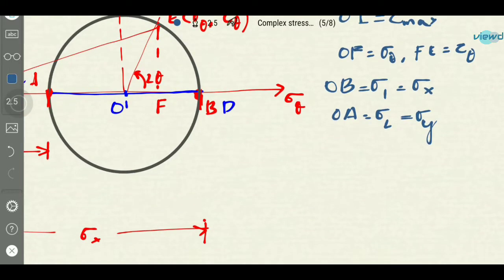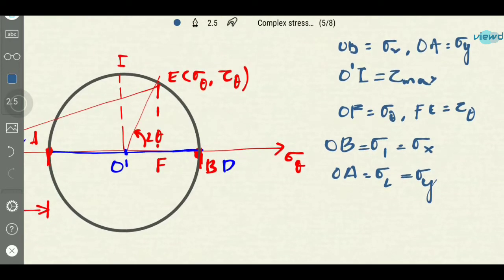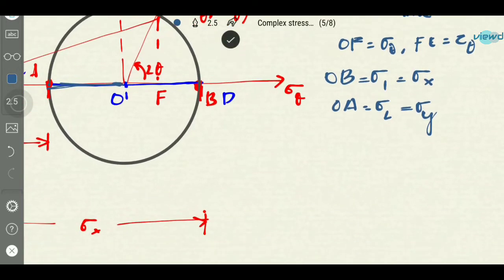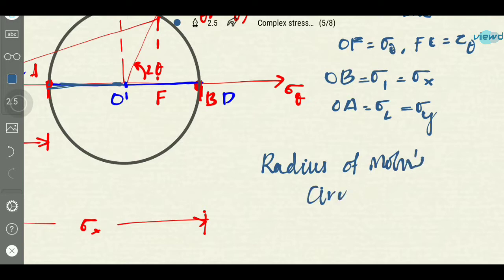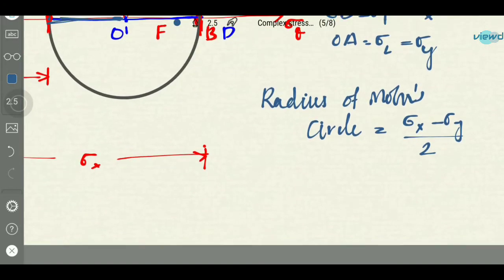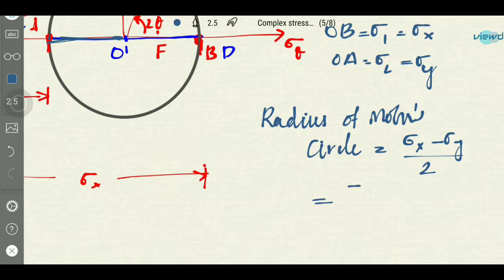And in this, what is the radius of Mohr circle? This one is the radius of Mohr circle. From A to B, what will be the value? So the radius of Mohr circle is A to B divided by 2. A to B will be sigma x minus sigma y, divided by 2 gives us the radius of Mohr circle, which is also equal to sigma 1 minus sigma 2 divided by 2, and this will be modulus.